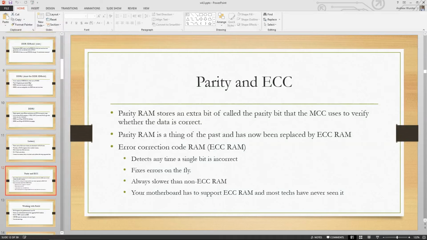Parity RAM is now long gone and has been replaced by ECC RAM. It does a lot more than what parity RAM did. It's all right here on these bottom 4 bullet points. It does it all as it's traveling through the MCC and all the other components on the way there. So it's a little slower, but it works much, much better. Not noticeably slower, anyway.